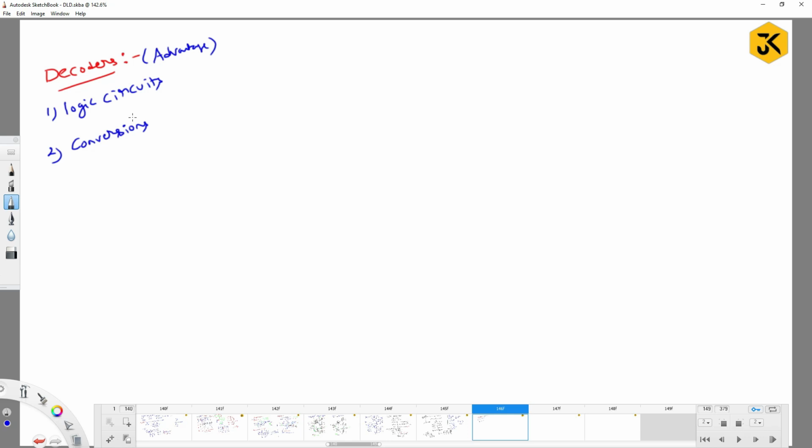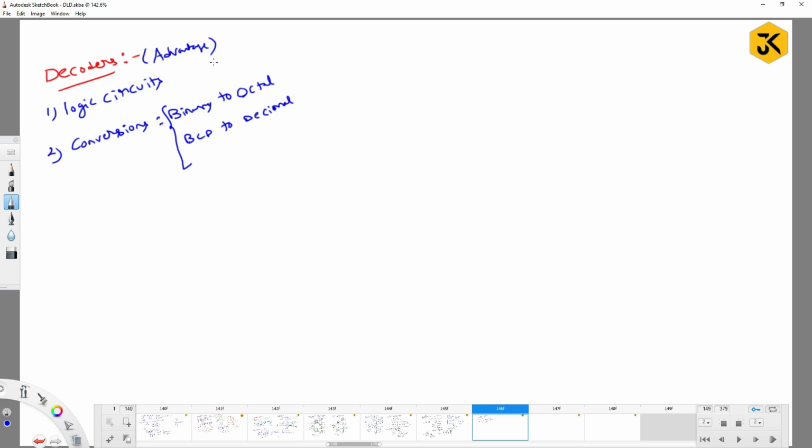Like for example, I want to convert a number from binary to octal. See, not all kinds of conversions are possible. There are some conversions which are possible through decoders, some through encoders, some through multiplexers, like that. So some conversions are possible here, like binary to octal, BCD to decimal, and various other conversions. Those will be supported by decoders.